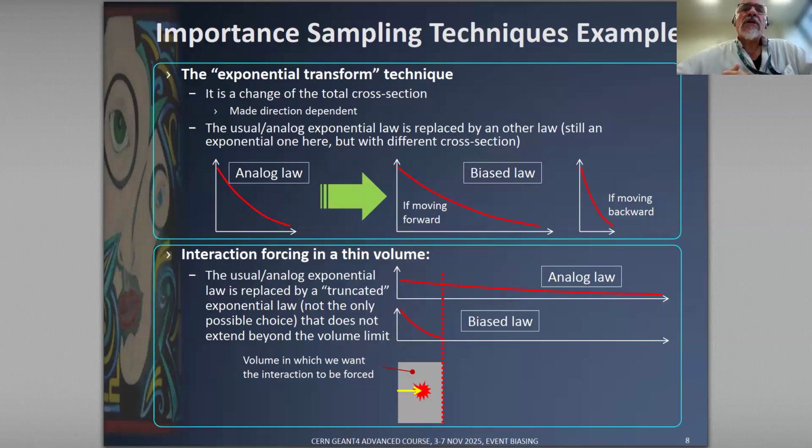In terms of cross-section, you have a kind of strange thing. That is, the closer you come to the end of the volume, the higher the cross-section is, and in fact it diverges when you are very close to the end of the volume, which guarantees that the interaction will happen inside this volume. So, next slide.